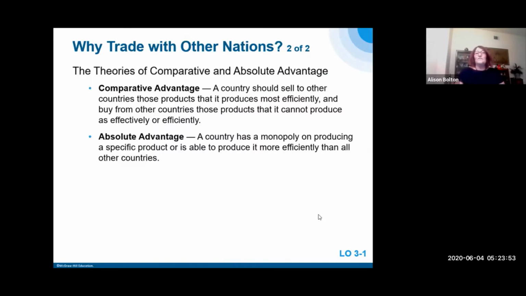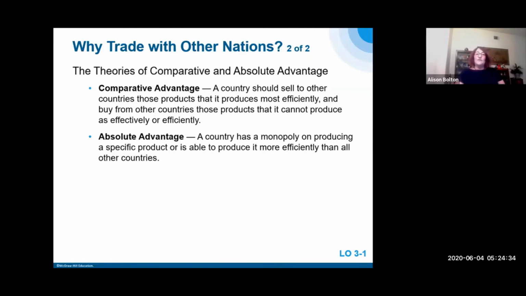So what is comparative advantage, okay? A country should sell to other countries those products that it produces more efficiently. Now, I love this word efficiency. And buy from countries whose products that it cannot produce as effectively or efficiently. Now, we have no problem saying we can't do that. Some companies will go to all lengths to try to make something happen, and you see a lot of those countries break financially, loss of employees, because they're not able to make the product happen.